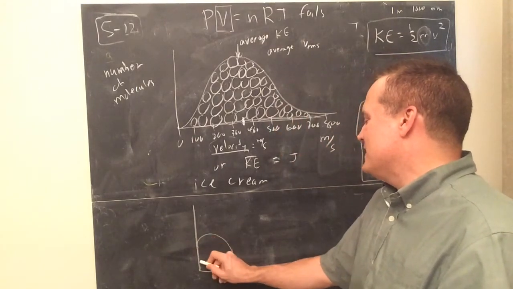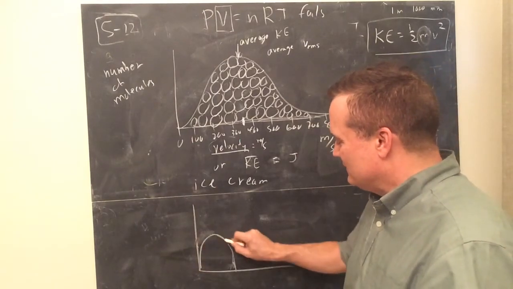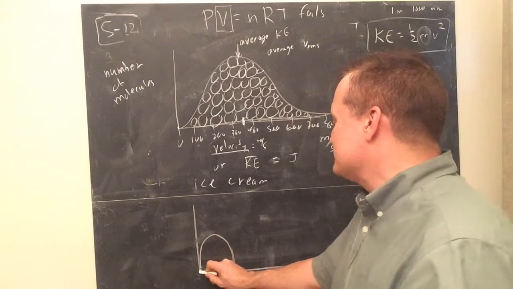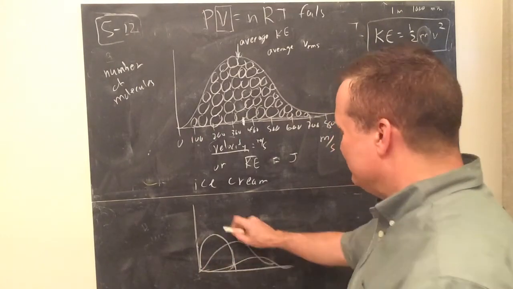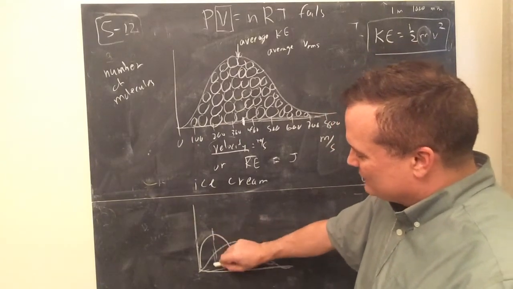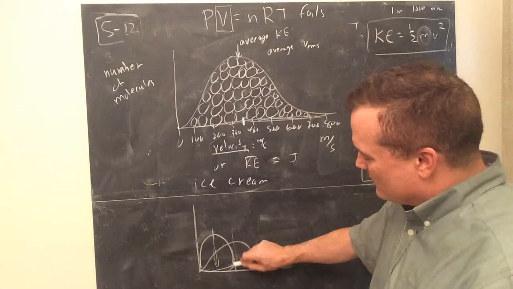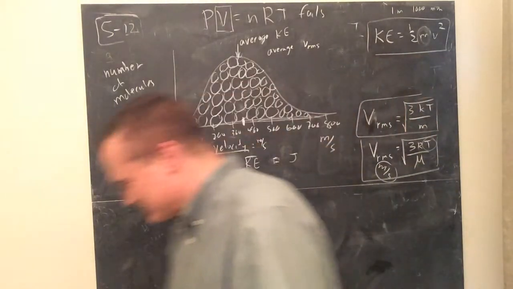As the ice cream melts, I guess I'll draw it a little bit curved, a little ice cream right there. As it melts, it's going to get flatter and flatter and go down, down, down. So here it was cold, we'll say low temperature. Now it gets warmer and warmer, and then finally it's going to be a puddle. So the ice cream graph is an easy way to remember that.